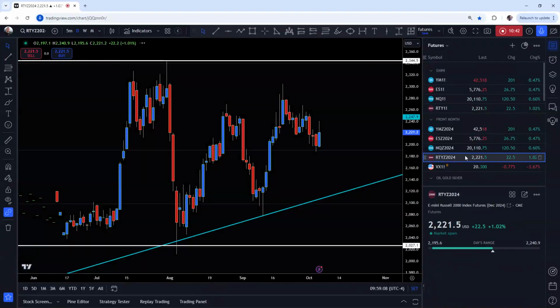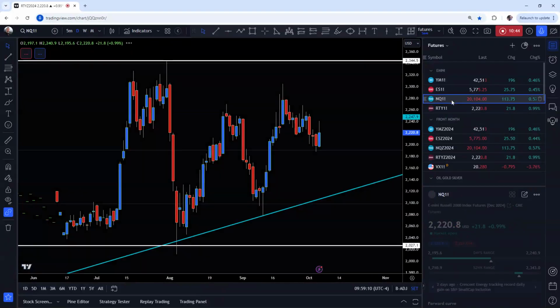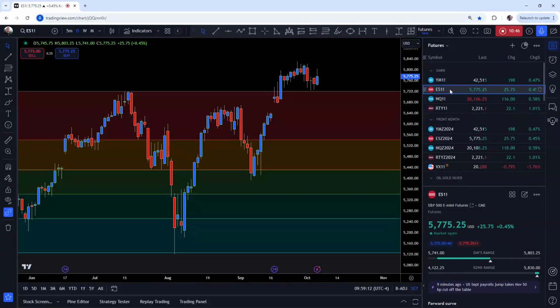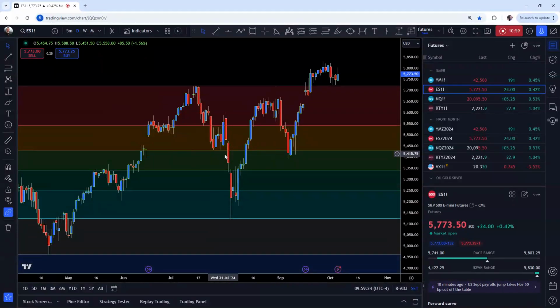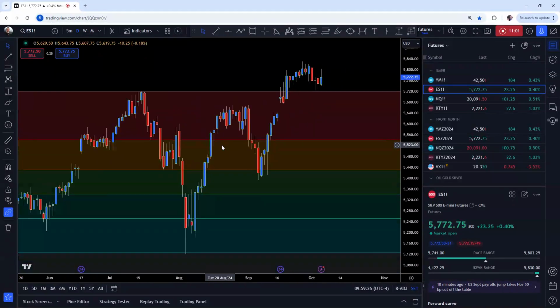So here's another example. I mean, that's pretty much it. You just look for rejection off the levels. What is this, the S&P? Okay, so here's another one. So this is the 38% level, right?